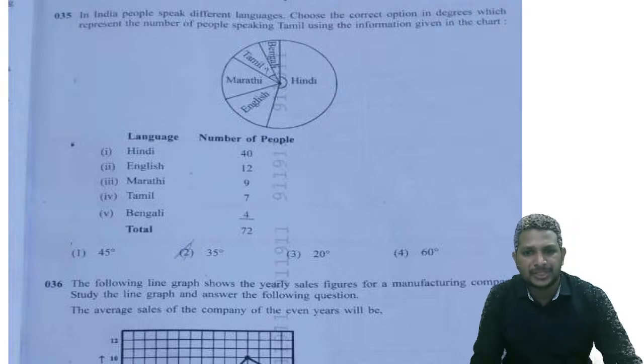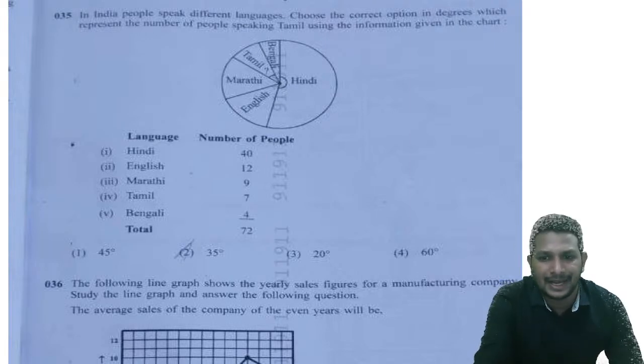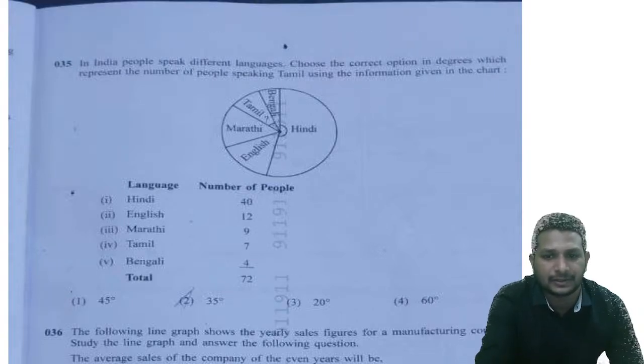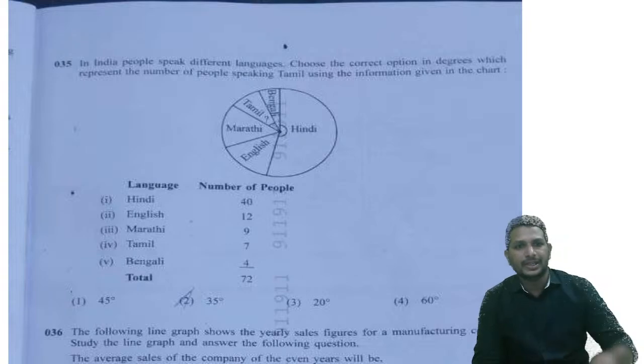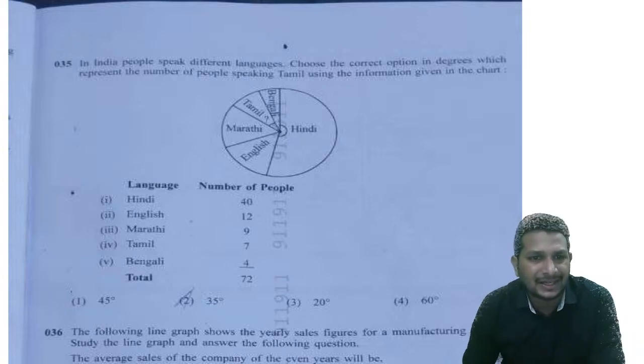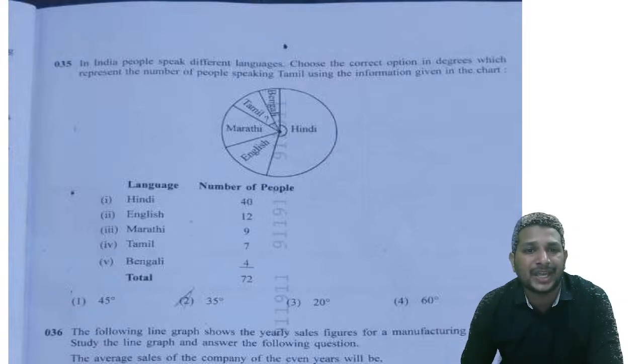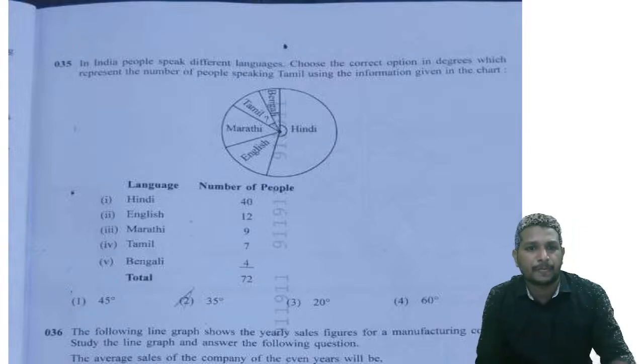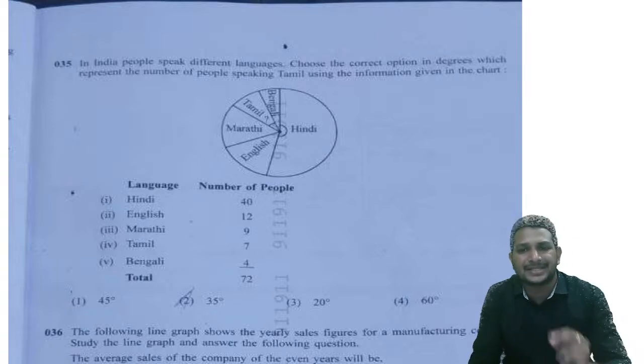In India, people speak different languages. They gave a pie chart, a circular one, right? Over here, we need to tell the number of them in degrees. We need to tell the answer in degrees: the number of people speaking Tamil. If you look at the diagram, they gave the tabular values also. The number of people speaking Tamil is 7, and the total people are 72.